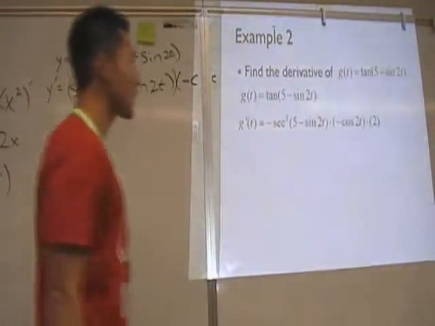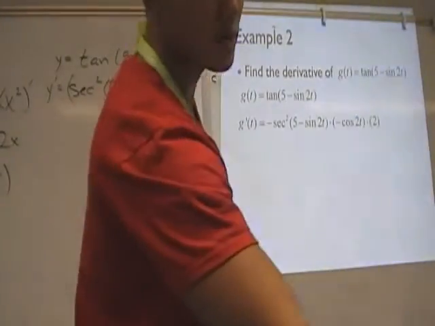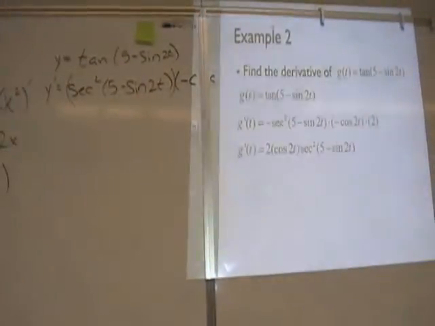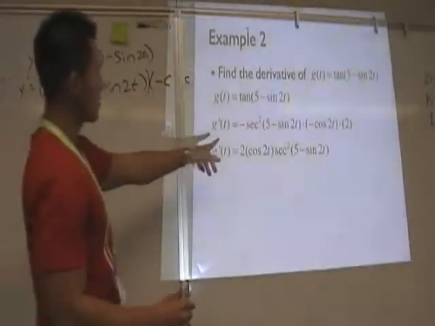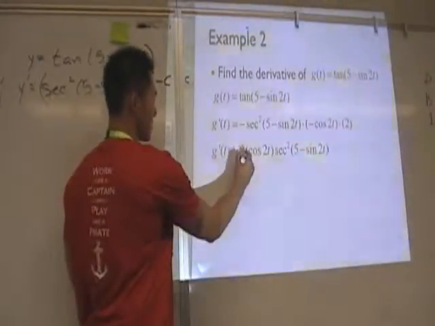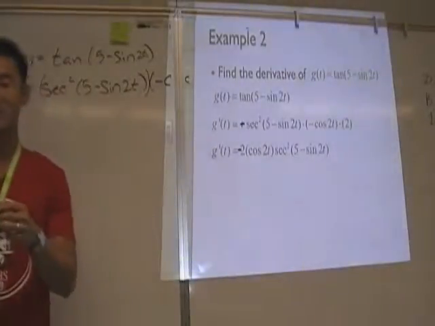Alright, so let's just simplify this now. So the negatives will cancel out, bring the 2 up front, and there's your answer. Oh yeah, okay, so that should be negative now, because this one should have been positive.